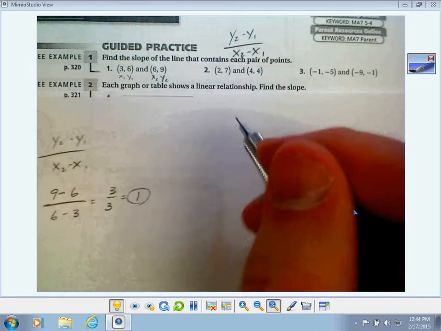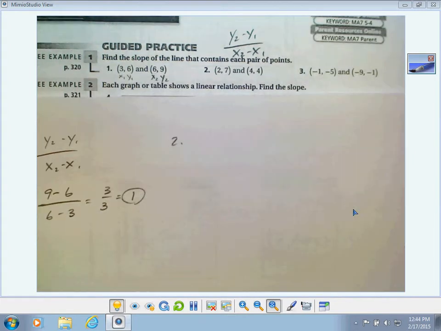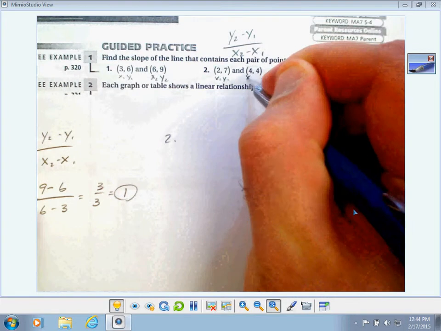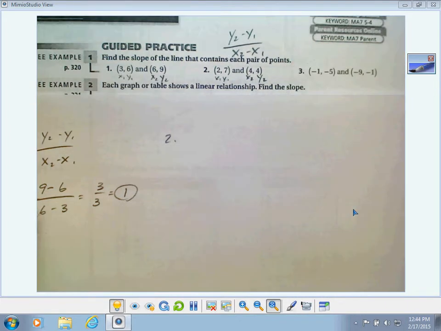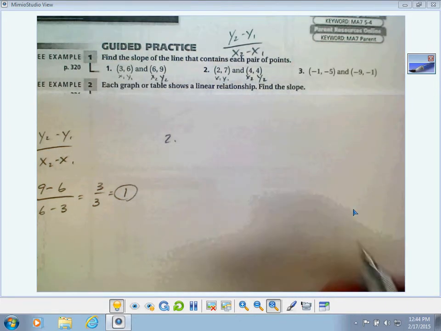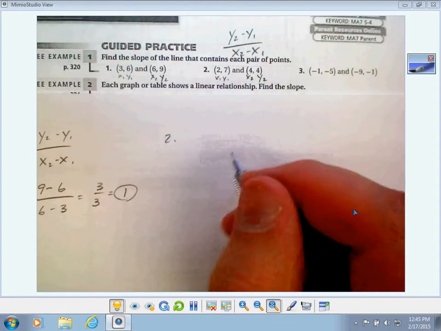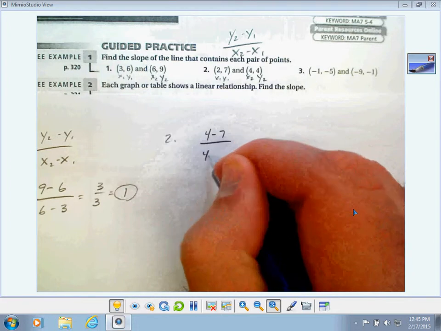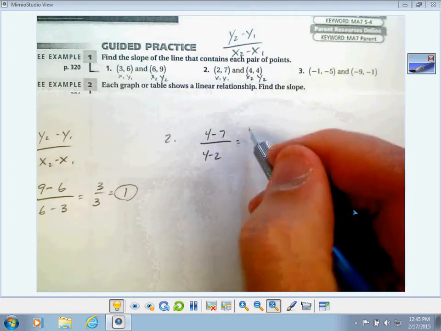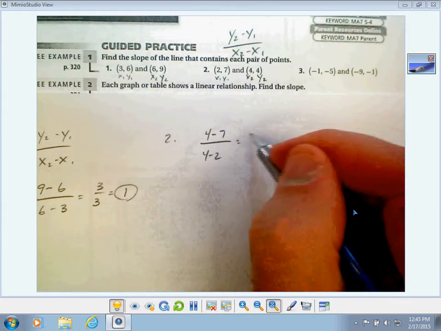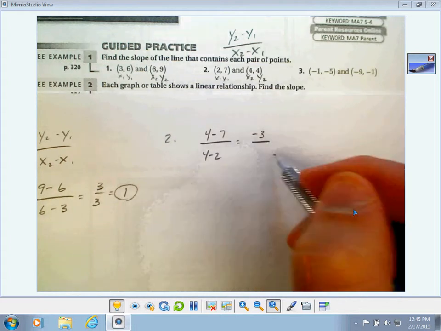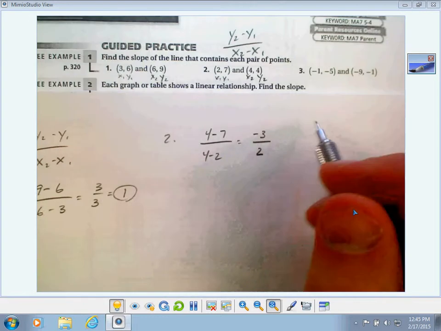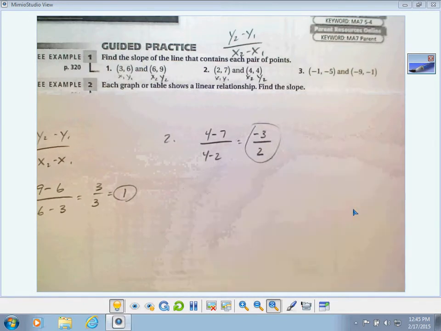Alright, so then if we move on to number 2 with the same idea in mind, again I'll label it up here, x1, y1, x2, y2. And this one is going to be 4 minus 7 over 4 minus 2. So 4 minus 7 is going to go down into the negatives. It's negative 3, and 4 minus 2 is 2. Negative 3 over 2 doesn't simplify any further, so that is your answer.